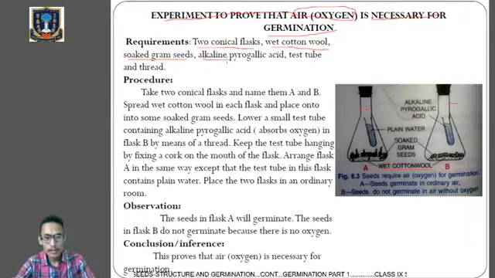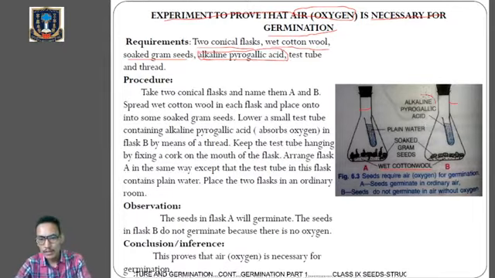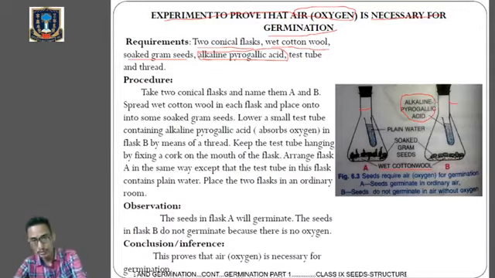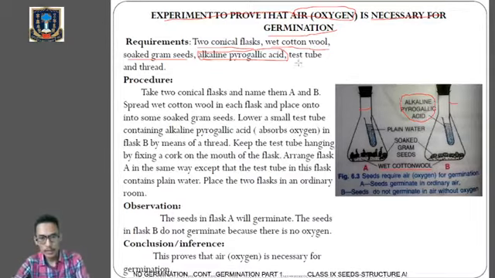Alkaline pyrogallic acid is very important in this experiment, because we have to know the importance of alkaline pyrogallic acid being used in this experiment. So what is the importance of alkaline pyrogallic acid? We will discuss it under the procedure. And we require test tubes. You can see over here, this one is the test tube. So these are the test tubes.